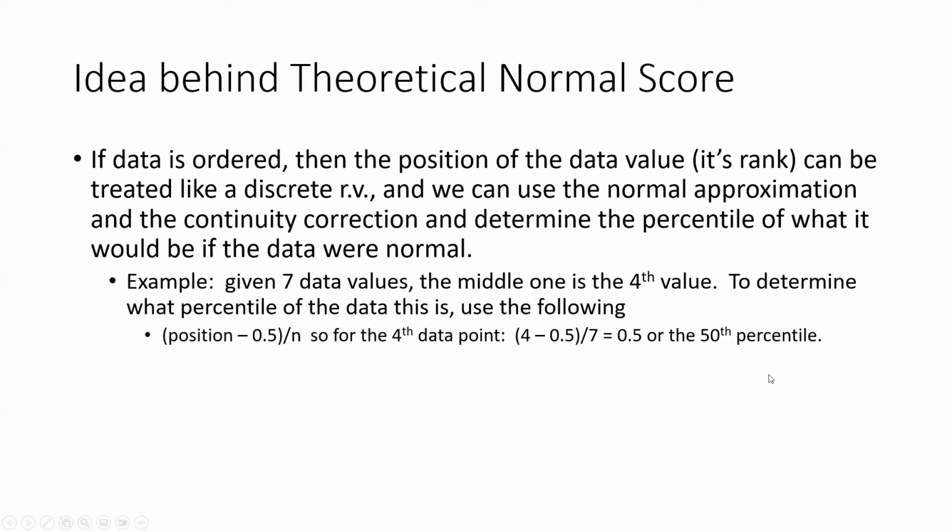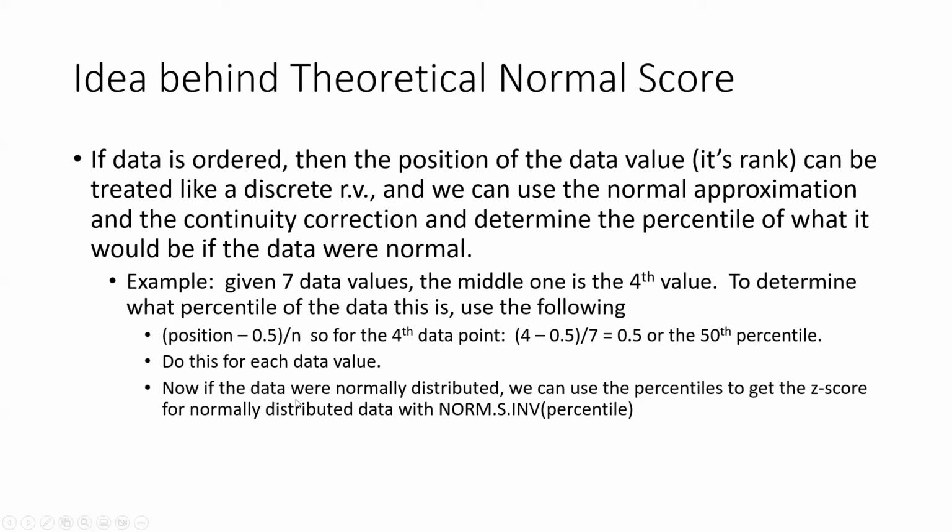So what we would then do is we would do that for each data value. And then if the data were normally distributed, this is where we get the theoretical value. We can use those percentiles to get the z-score for normally distributed data. So we get the percentile and we plug that into the NORM.S.INV function in Excel, and we get the quantile out. We get the value on the horizontal axis, the z-score, as we've been calling it.